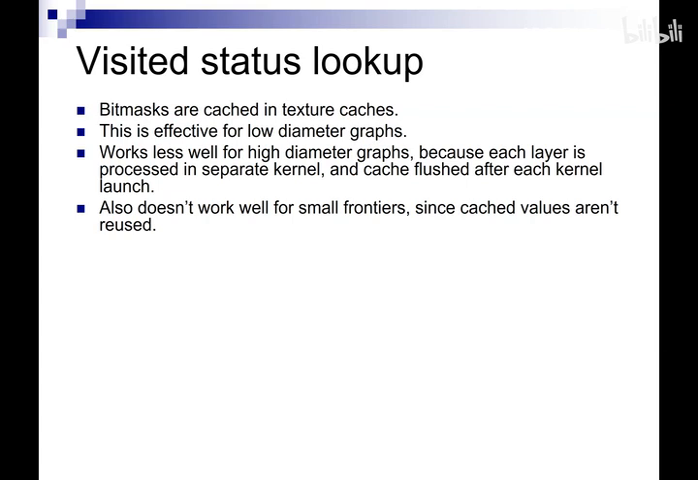One of the reasons is that each layer of the BFS was processed in a separate kernel, and each time you start a new kernel, you flush the cache. Since the bit masks were cached and you kept flushing this cache, it didn't work that well. It also didn't work well when you have small frontiers. The frontier is how big your next BFS layer is. If you have a small frontier, then the cached values aren't reused too much.